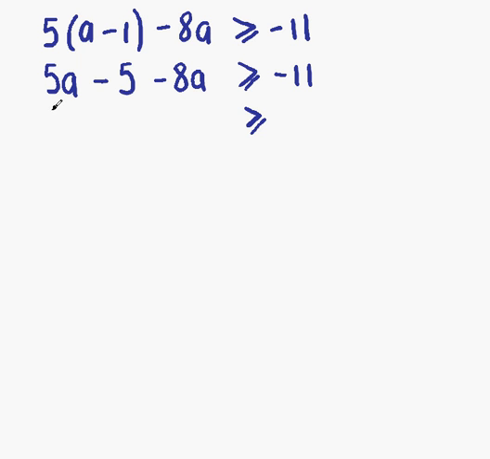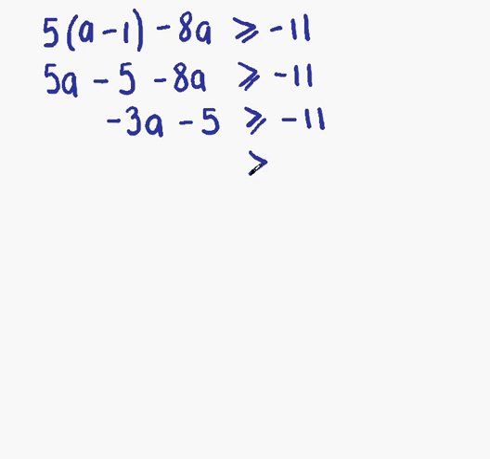Well, we have some like terms on the left hand side. We have 5a minus 8a. That is minus 3a. We still have a minus 5. And on the right hand side, we have minus 11. So minus 3a minus 5 is greater than or equal to minus 11.